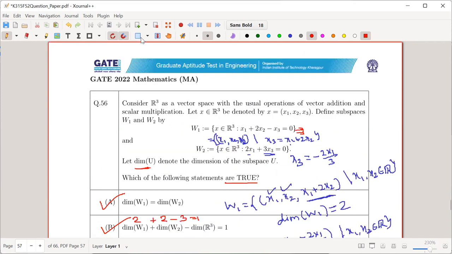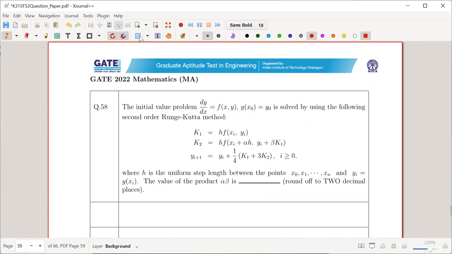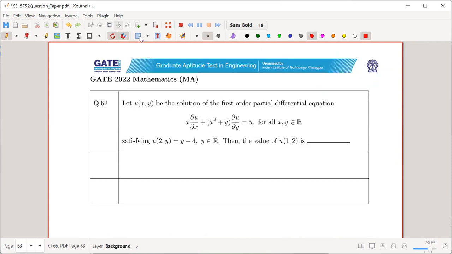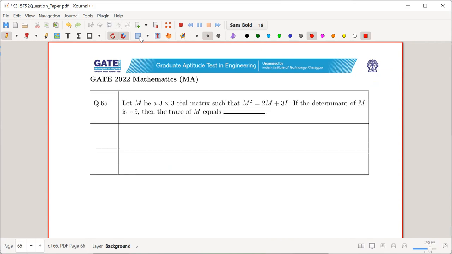Okay. Next question. Maybe this is the last question for this one. It is given that M is a 3 by 3 matrix satisfying the condition M square minus 2 times M minus 3I equals 0. Therefore, the minimal polynomial of M divides x square minus 2x minus 3.